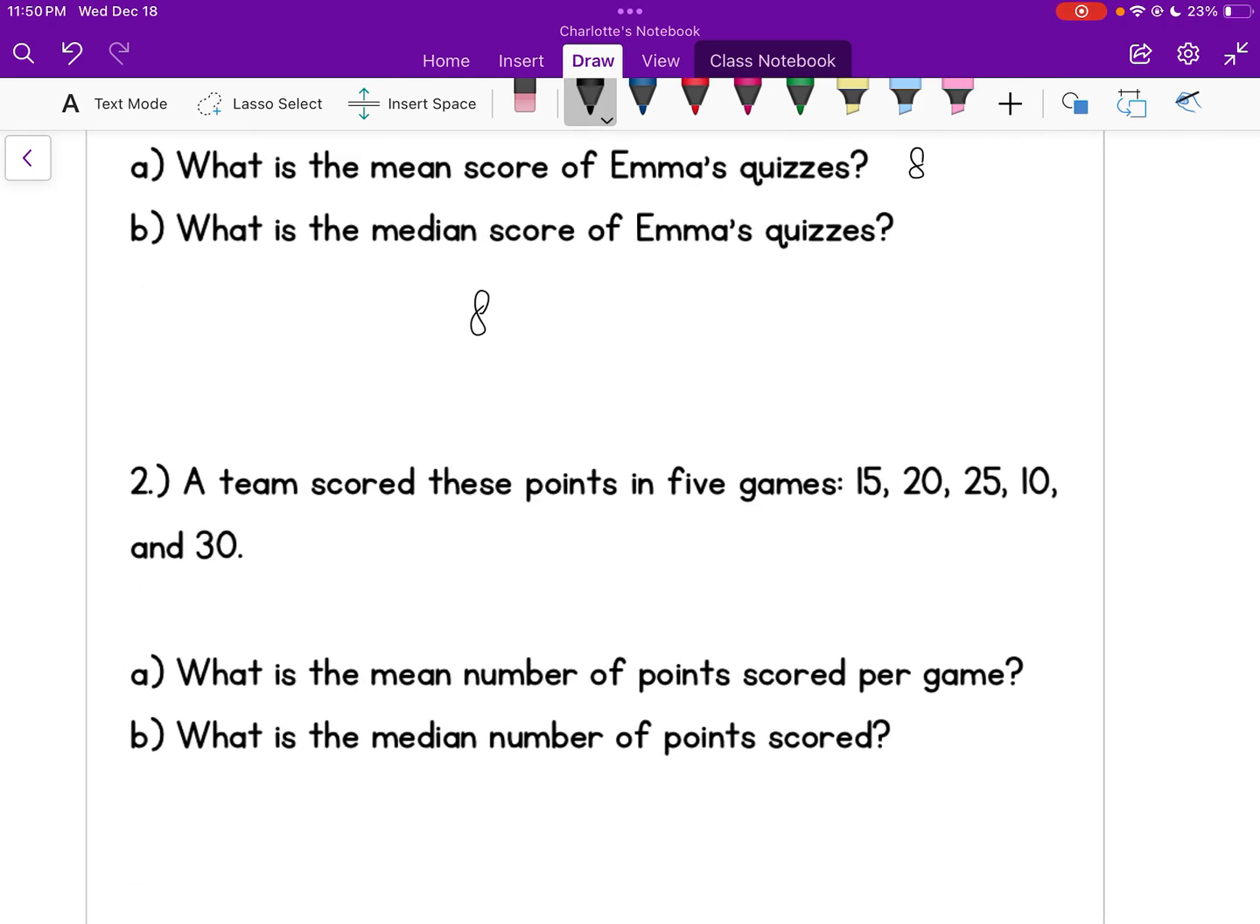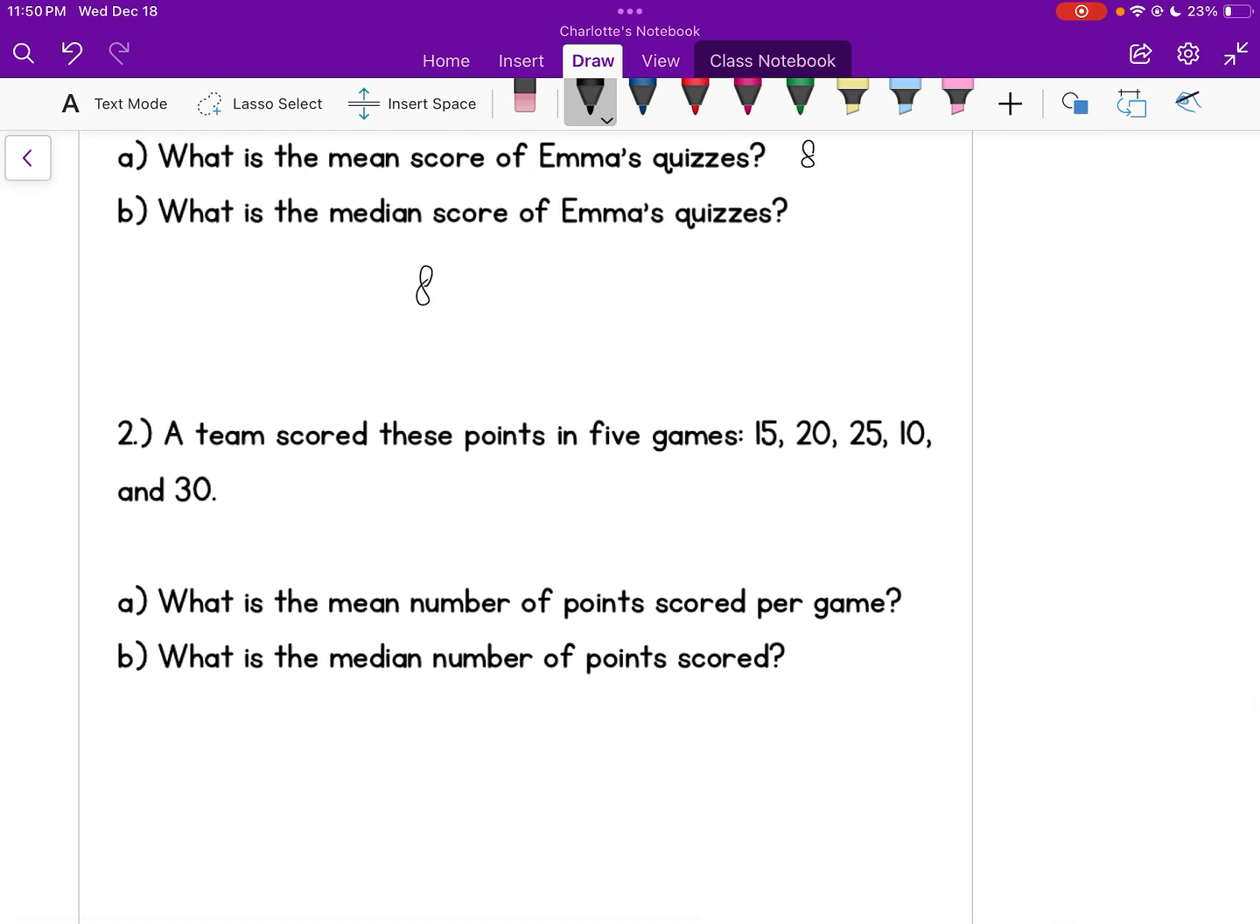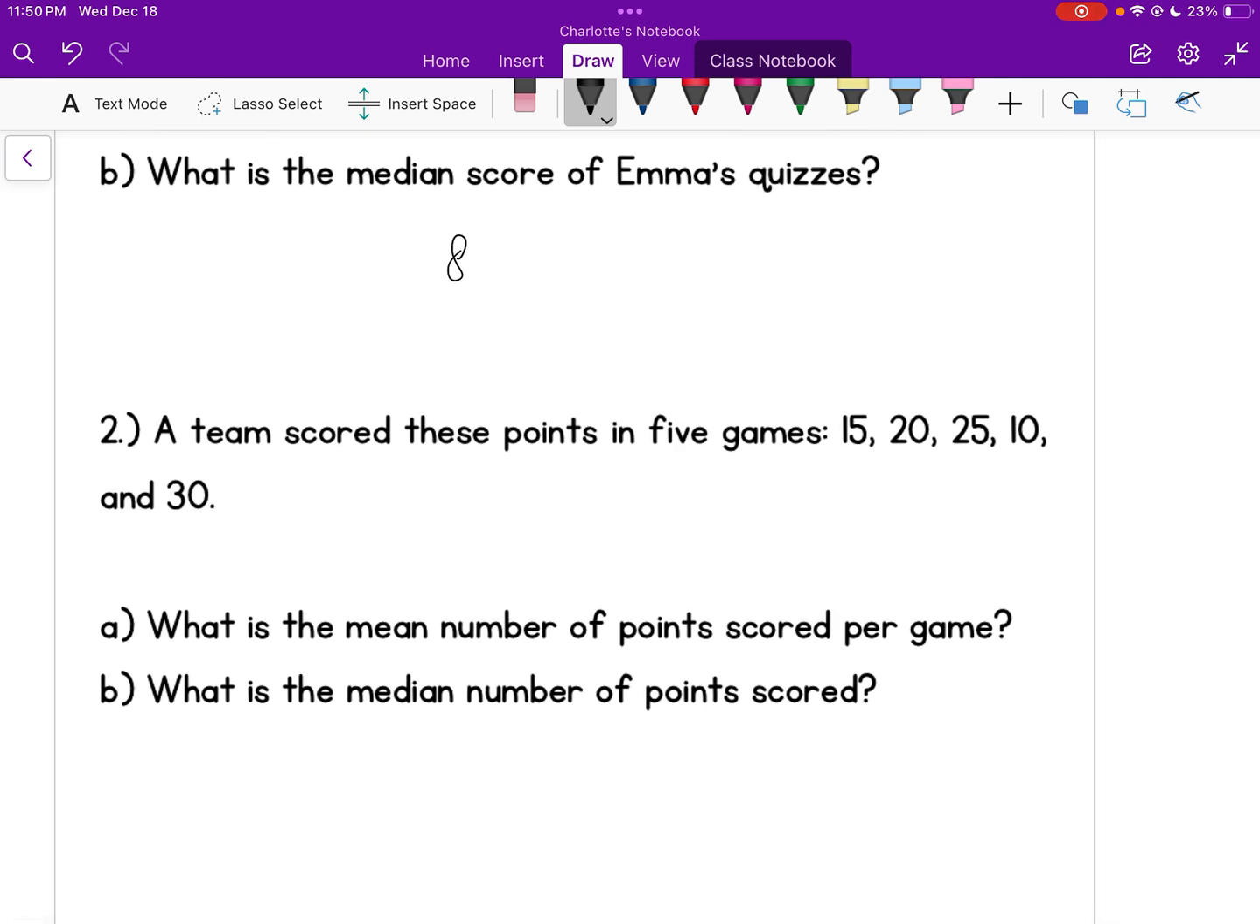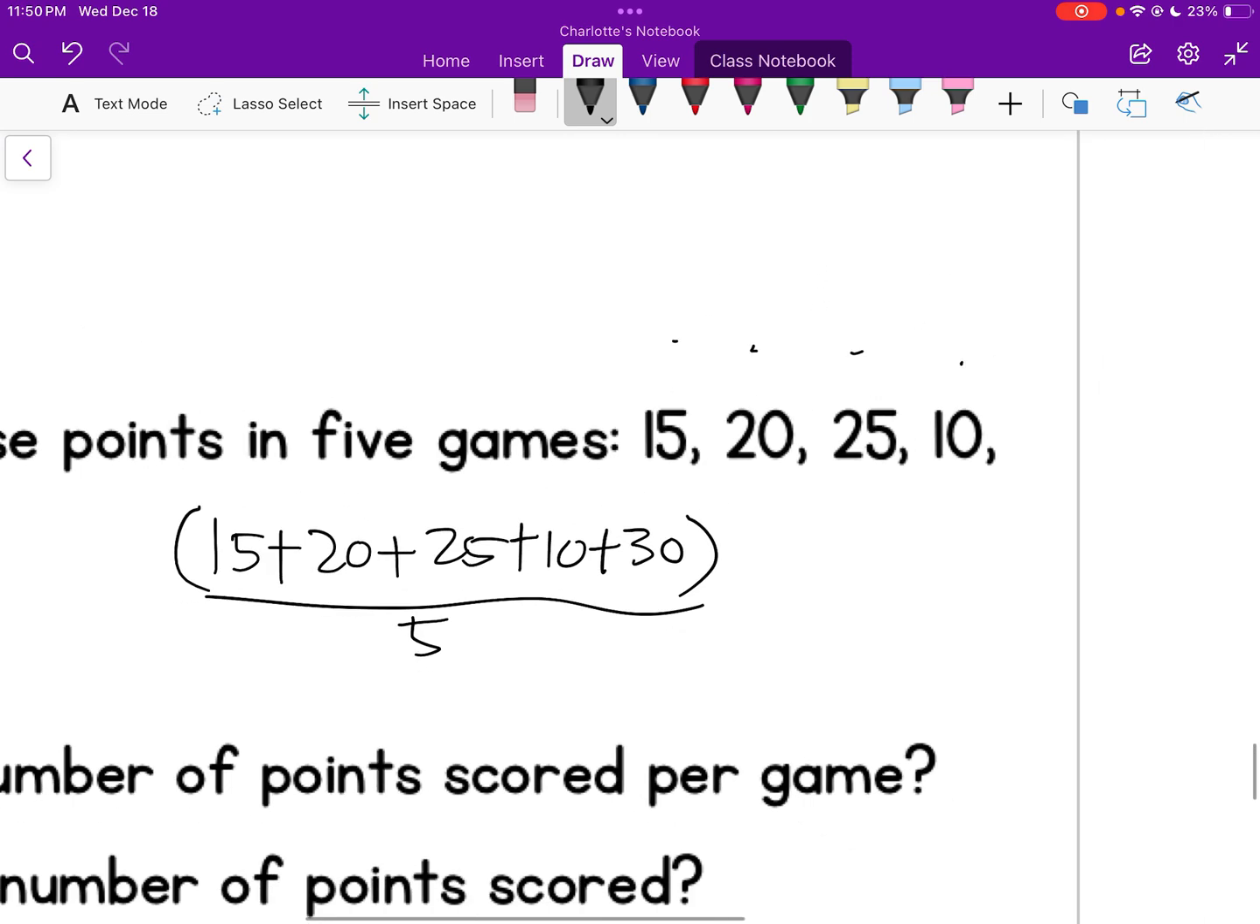Number 2, a team scored these points in 5 games: 15, 20, 25, 10, and 30. What is the mean number of points scored per game? We're going to calculate the same thing again. We add all the numbers: 15 plus 20 plus 25 plus 10 plus 30. There are 5 numbers again, so divide by 5. We'll calculate the numerator first.